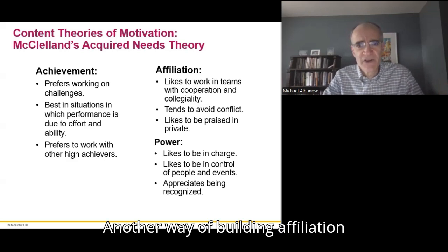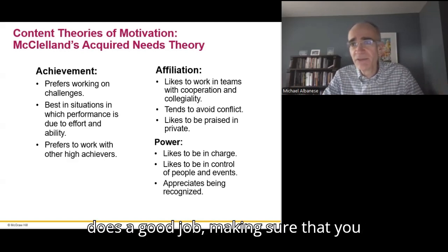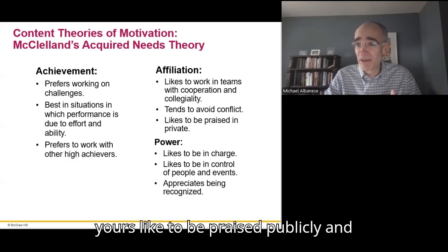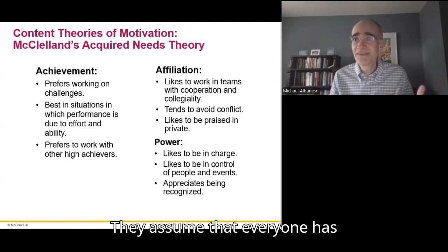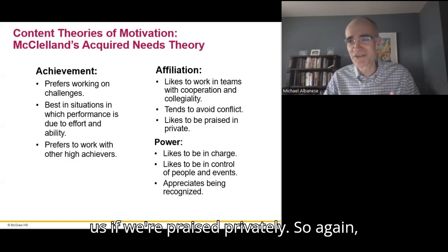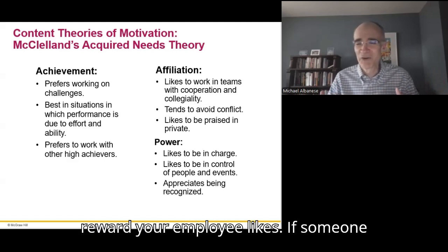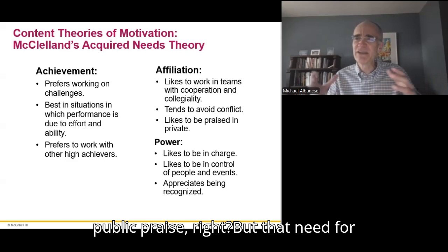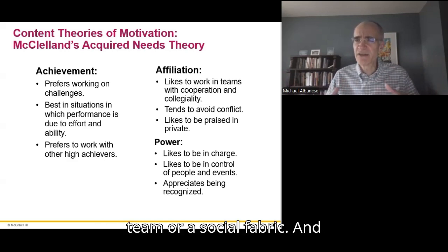Another way of building affiliation is giving praise in the right way, right? So if an employee does a good job, make sure that you praise them in the right way. And it's important to know which employees of yours like to be praised publicly and which like to be praised privately. This is also a mistake that some people make. They assume that everyone has the need to be praised publicly. In reality, some of us prefer private praise. It might be less embarrassing for us if we're praised privately. So again, this goes back to that concept of valence, right? Knowing what type of reward your employee likes. If someone likes public praise, great. If they like private praise, then don't give them public praise, right? But that need for affiliation is that need to feel belonging, that need to feel part of something, that need to feel part of a team or a social fabric.